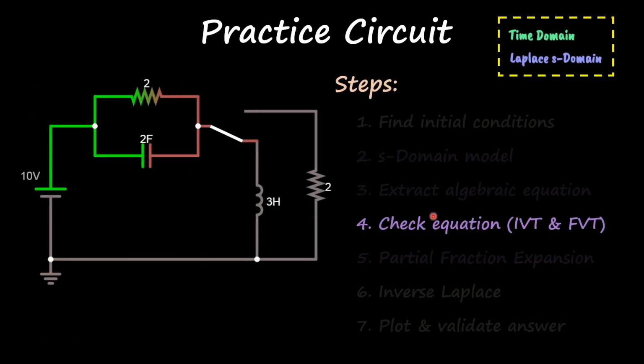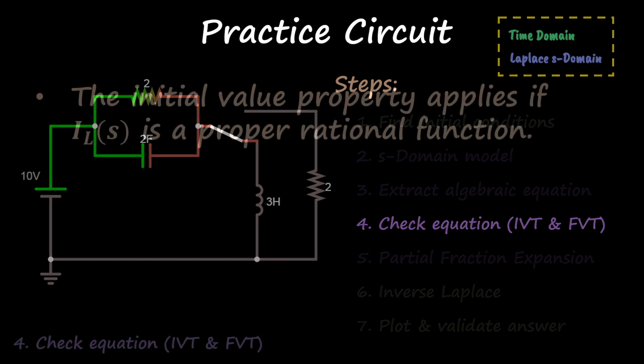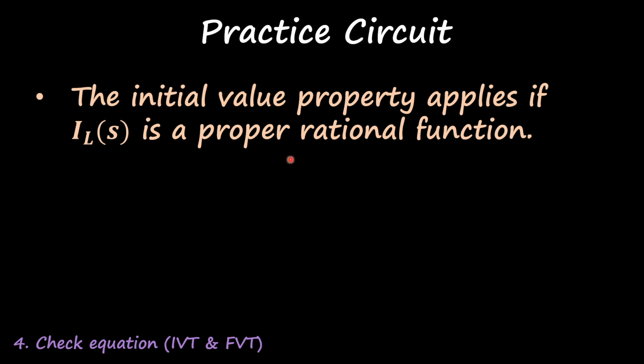All right, cool. So now let's check if that equation is good before we move on. Because if it's not, that means we made a mistake in our analysis of our circuit. The initial value property tells us that if IL of S is a proper rational function, then I can apply the limit of S going to infinity of S times IL of S, and that is going to give you the initial current.